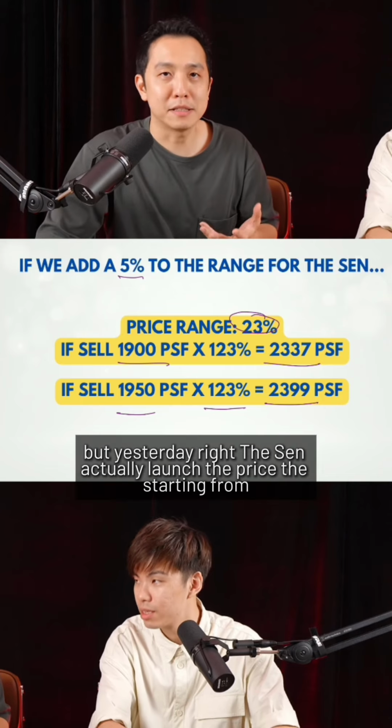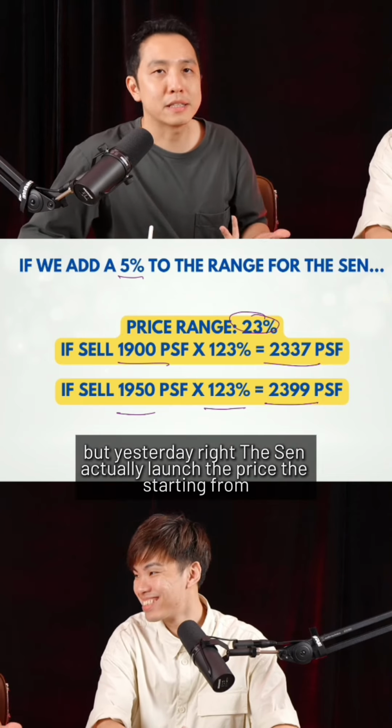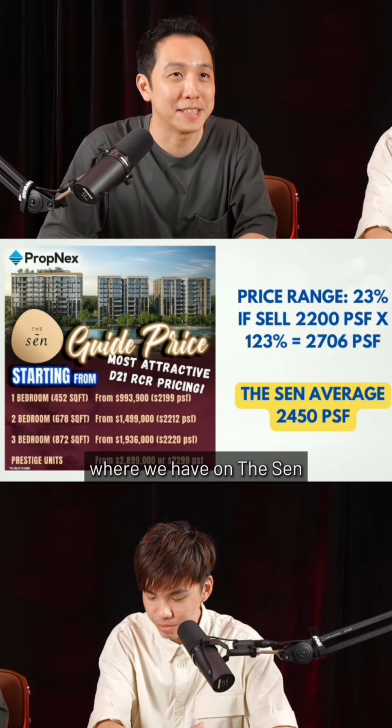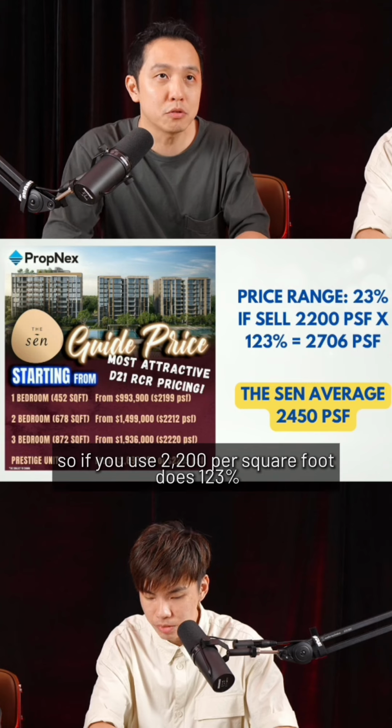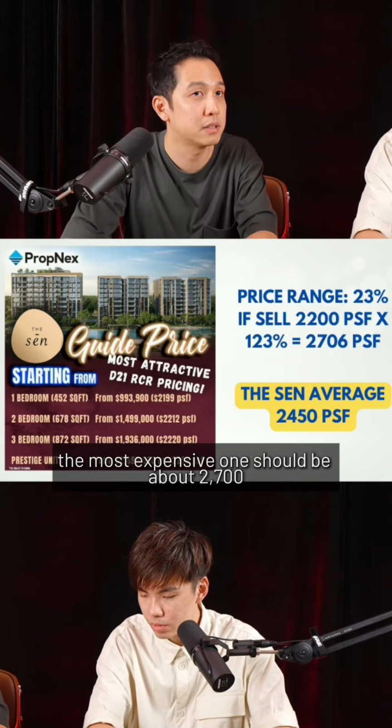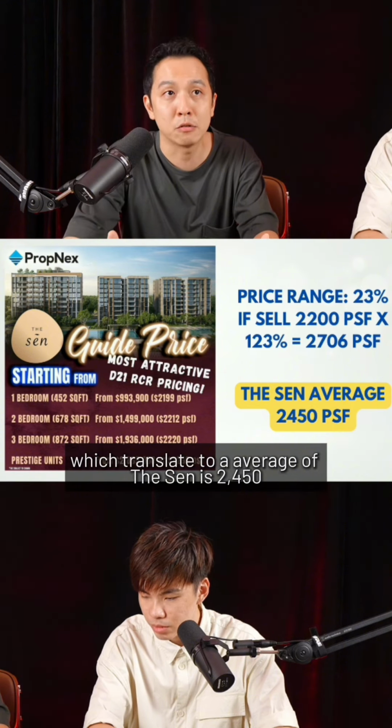But yesterday, the Sen actually launched the starting from price. So right now, this is the starting from price that we have for the Sen. The starting from is about 2002. So if you use 2002 per square foot plus 123%, the most expensive should be about 2007, which translates to an average for the Sen of 2450.